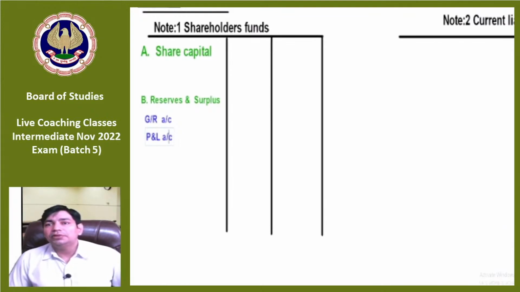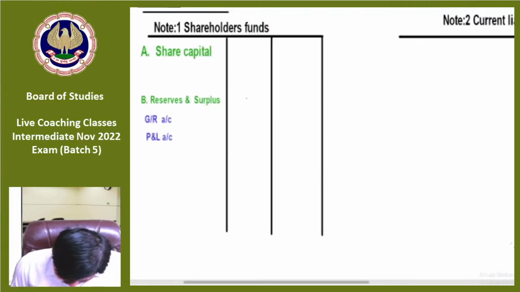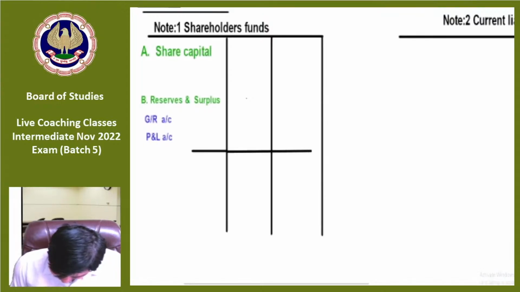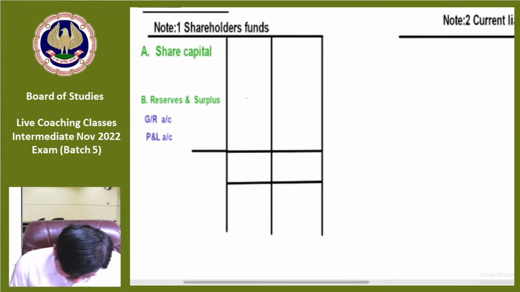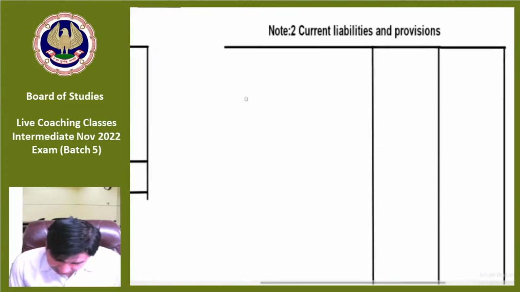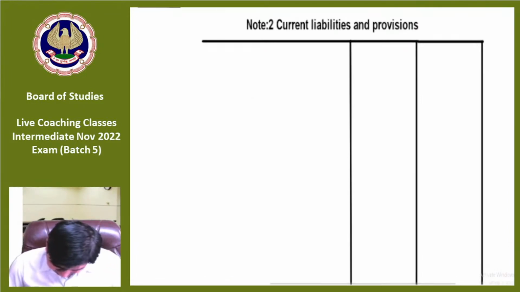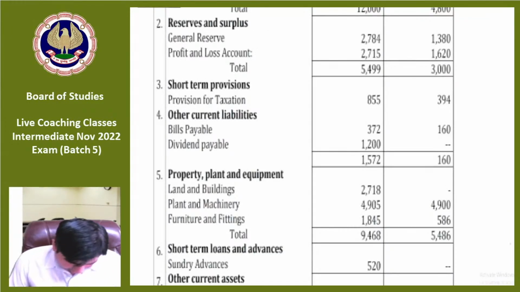This should be in this. Yes. So beta ji, please do it in a systematic way. Note number 1, note number 2. And what are the heads you are having here in the liabilities? Please check. Sorry, current liabilities. Beta, all of these are here in current liabilities.